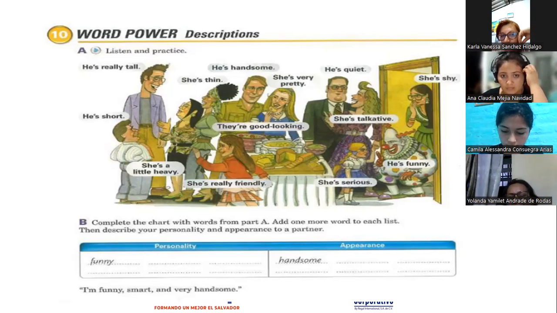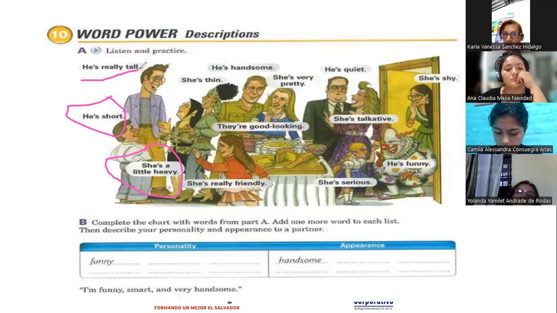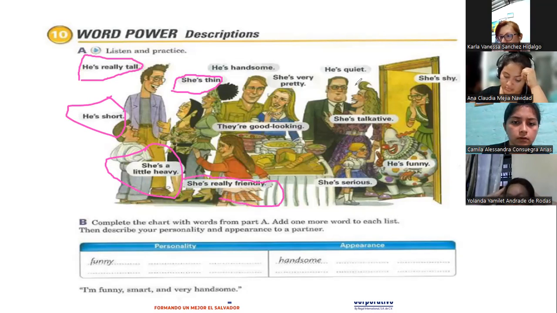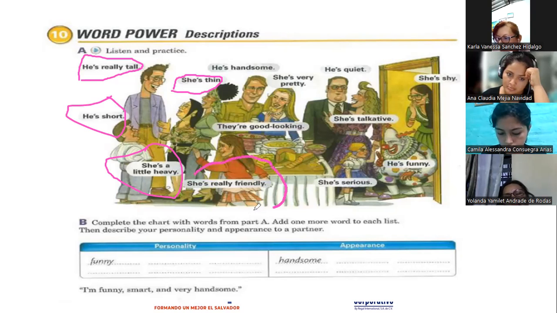Veamos la de abajo. Ya vimos un poquito acerca de she's a little heavy, he's short, he's really tall, she's thin, es delgada. Y vemos la de abajo. She's really friendly. She is really friendly. Entonces vemos ahí que she's really friendly. Amigable. So you can see here. En este caso es realmente amigable. Ella es realmente amigable.